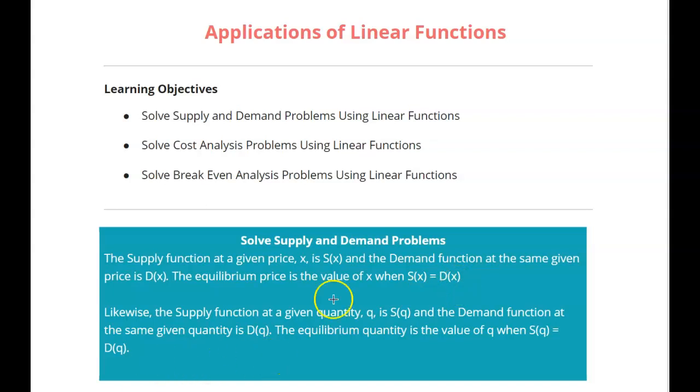Likewise, if we define Q as a quantity, the supply function at the given quantity Q is denoted by S of Q, and the demand function at the same given quantity is denoted by D of Q. And also the equilibrium quantity is the value of Q when S of Q is equal to D of Q.